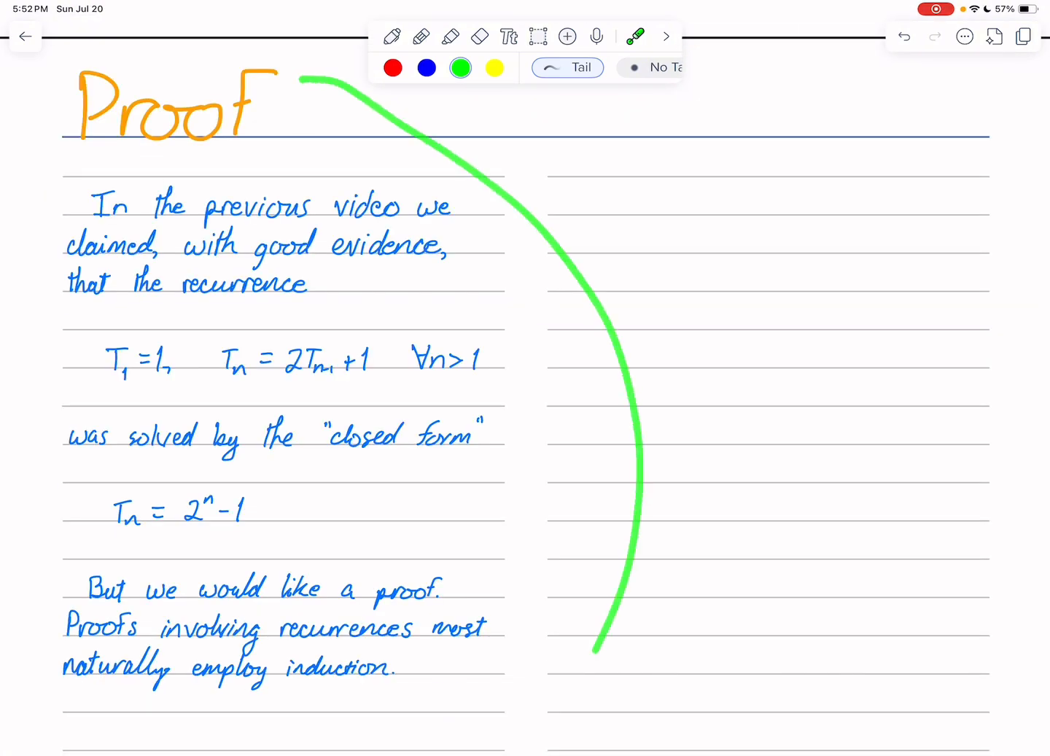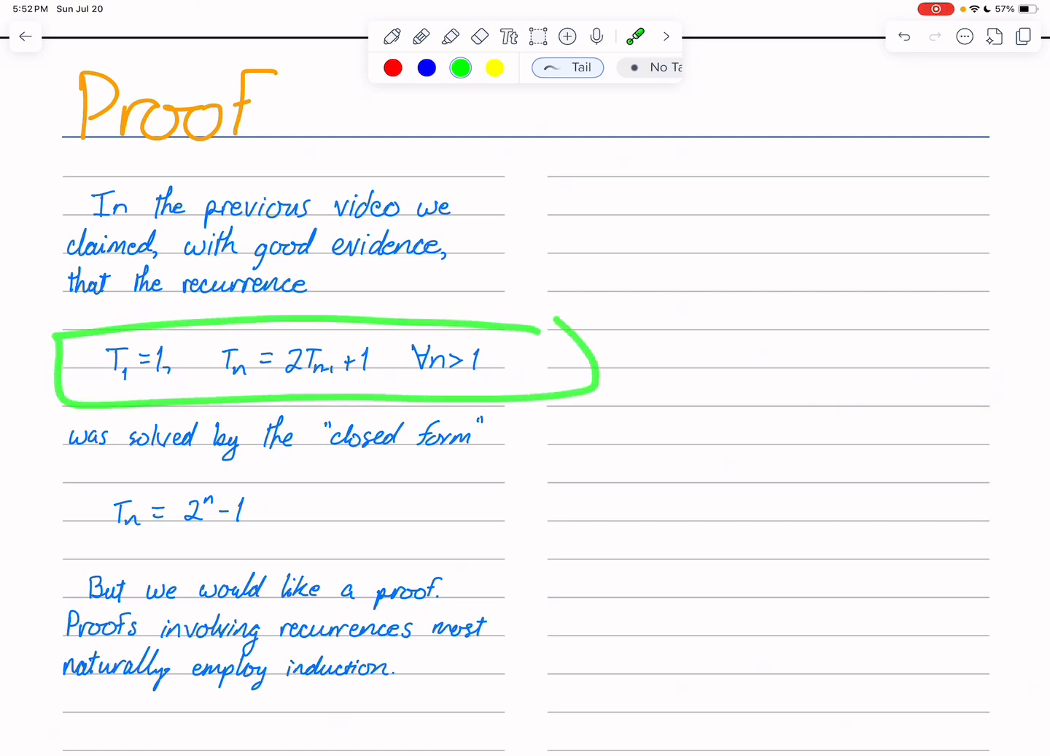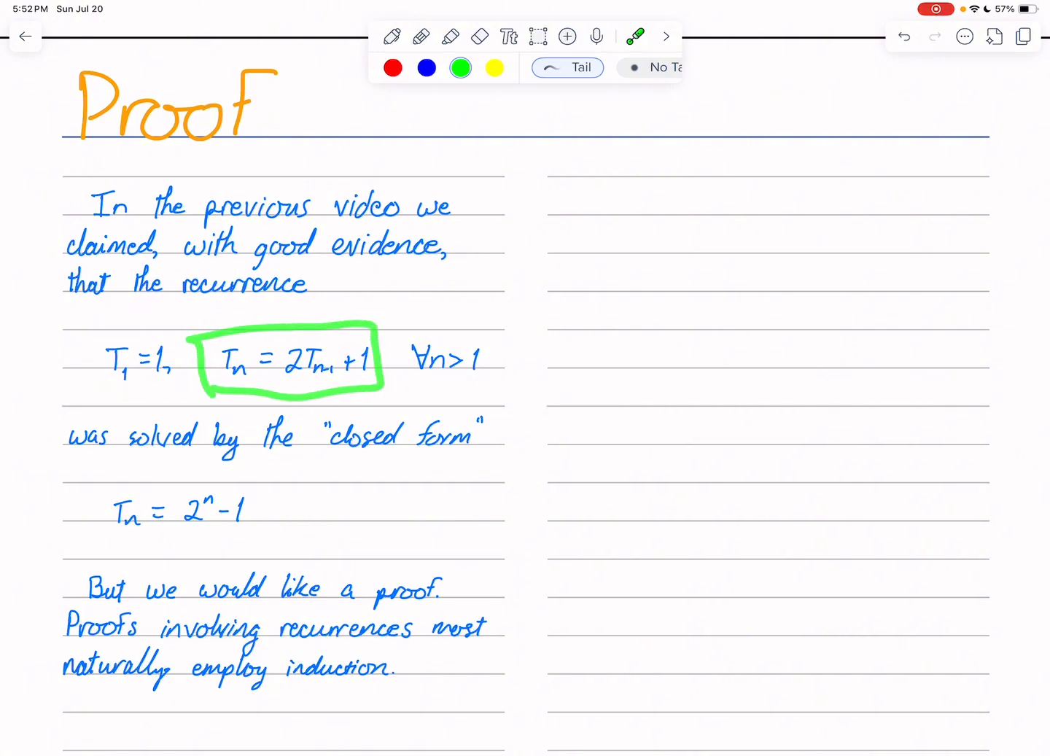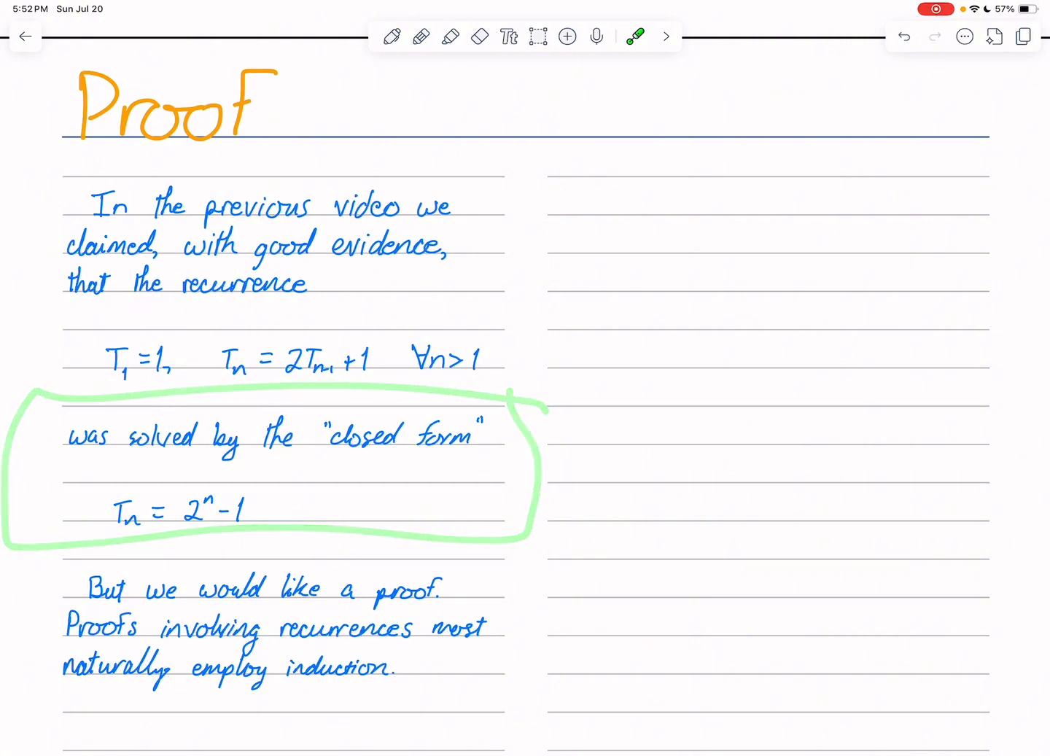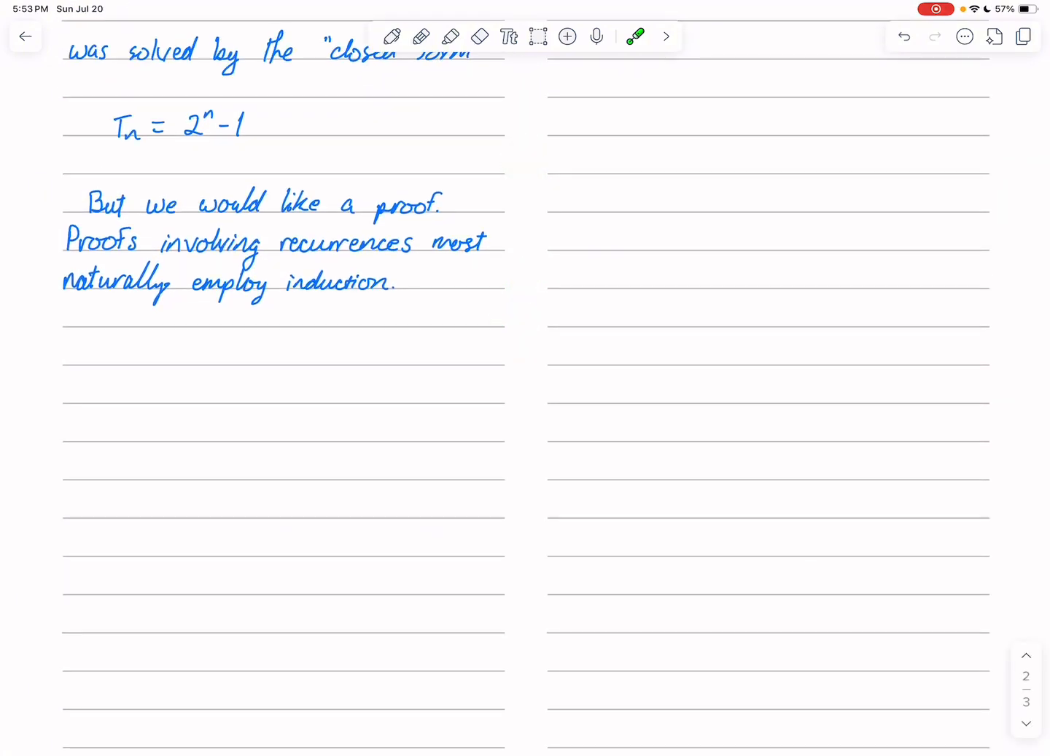So in the previous video, we claimed with good evidence that the recurrence, which is given by t sub 1 is equal to 1, and then for every n after 1, we have that t sub n is equal to 2 t sub n minus 1 plus 1. And we claim that this was solved by the formula t sub n equals 2 to the n minus 1. We had good reason for stating that, but it wasn't a formal proof, and that's what we're interested in. After all, mathematicians are always interested in formal proofs.